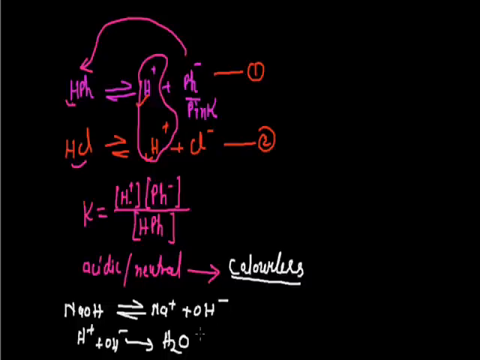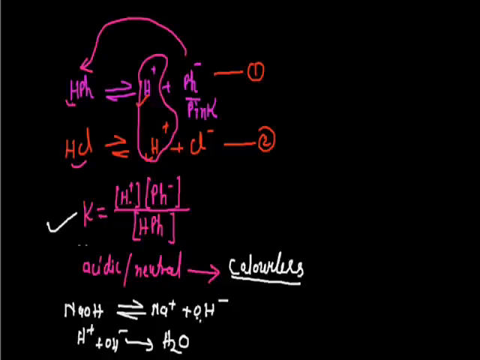So if we are adding NaOH, then in this reaction we are getting a lower concentration of H+, since the H+ which is obtained from HPh combines with the OH- obtained from NaOH and forms non-ionized H2O. So here the concentration of H+ is decreased.